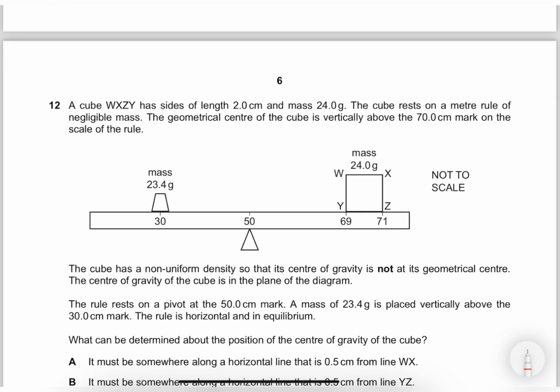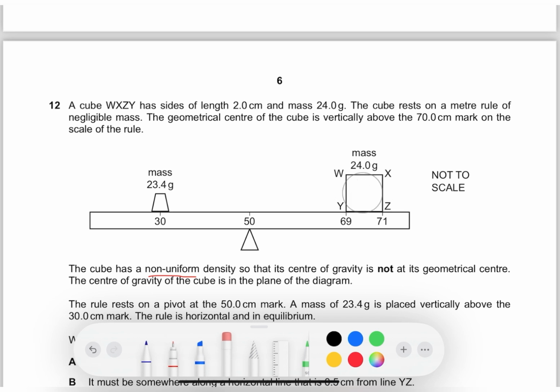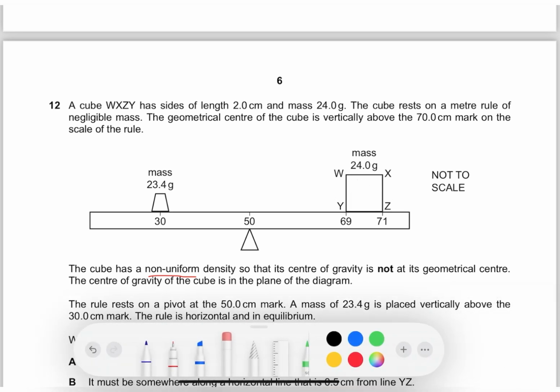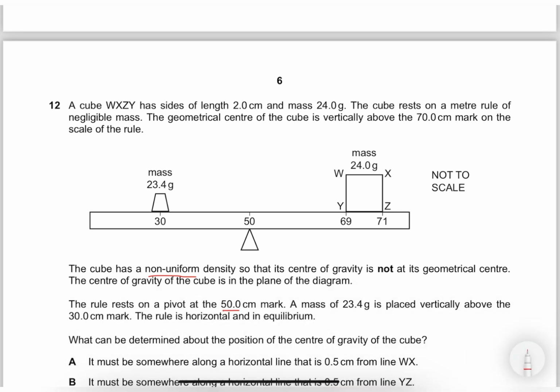A cube, sides are given. A cube has non-uniform density. So, see, it has non-uniform density; the center of mass is not at the center. Now they are saying that the ruler rests on the pivot at the 50 centimeter mark, and a mass is placed vertically above the 30 centimeter mark and it is in equilibrium. If it is in equilibrium, let us determine the vertical axis at which the center of mass could be.